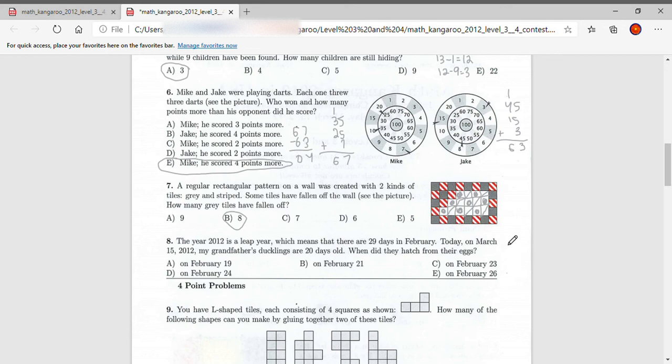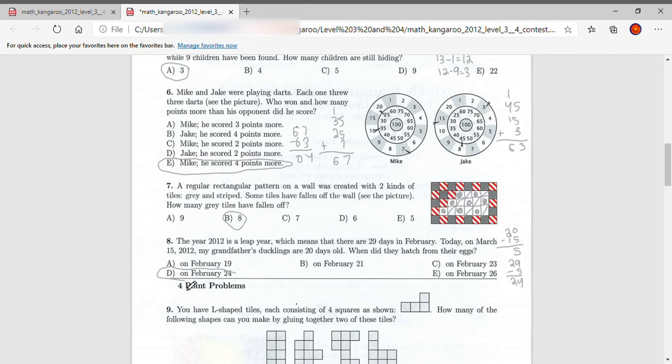So, since they're 20 days old, we can subtract 15 from them, and we get 5. So now we know that there are 29 days in February in 2012, which is a leap year. So from 29, since we've now reached the end of February and the beginning of March, we can subtract the 5 remaining from this to get 24. So this means that it's going to be on February 24th, which is D.